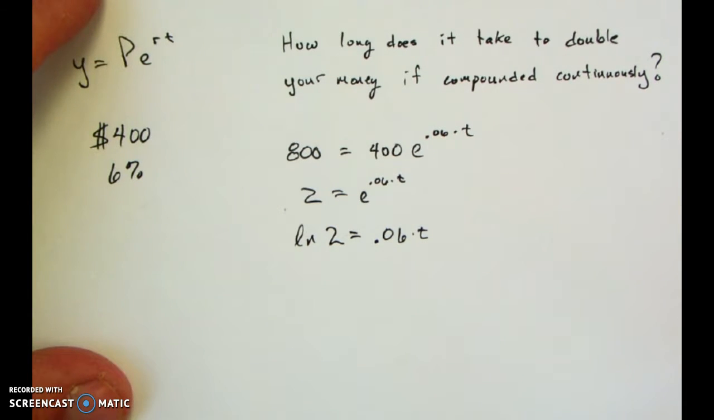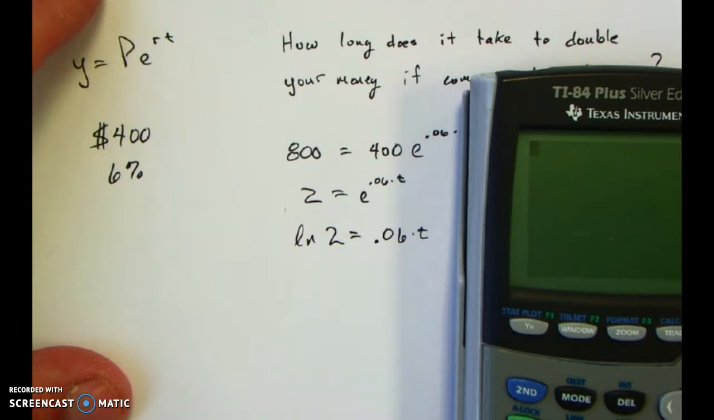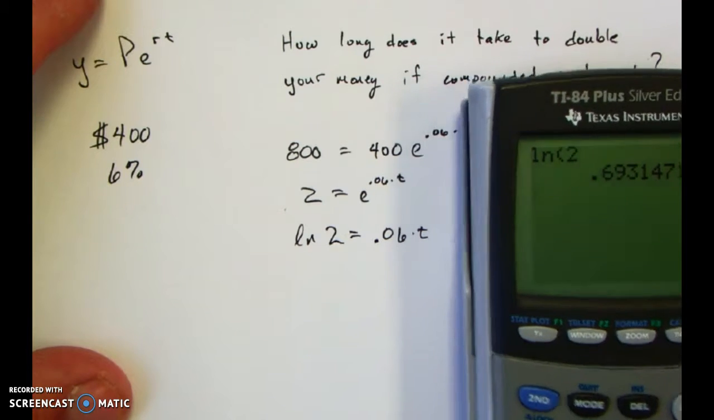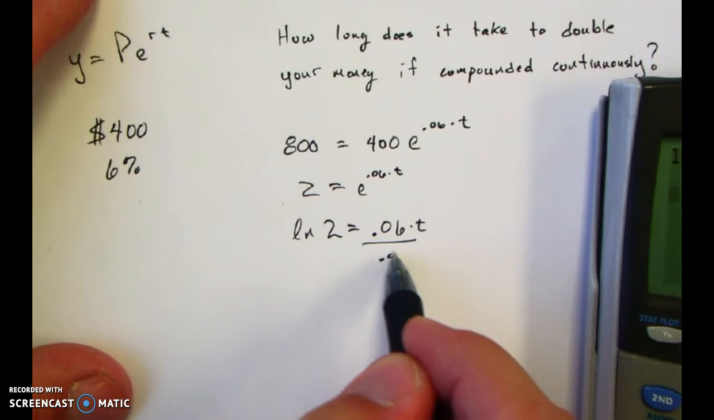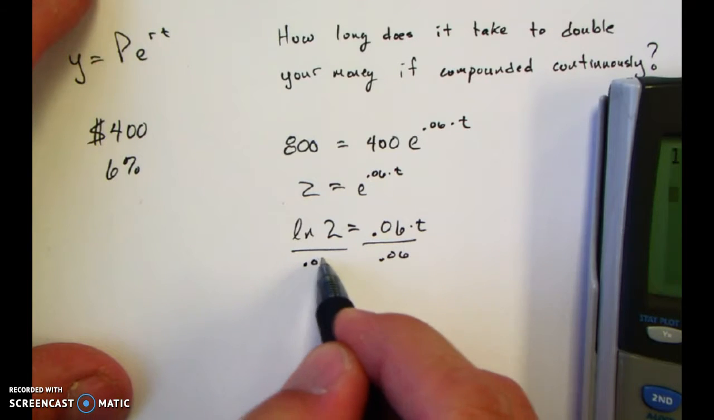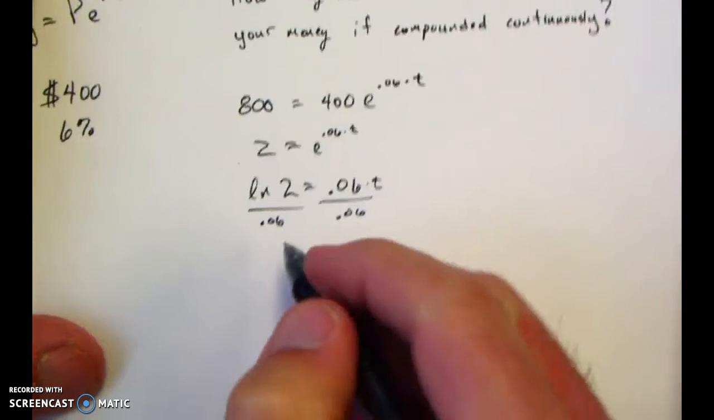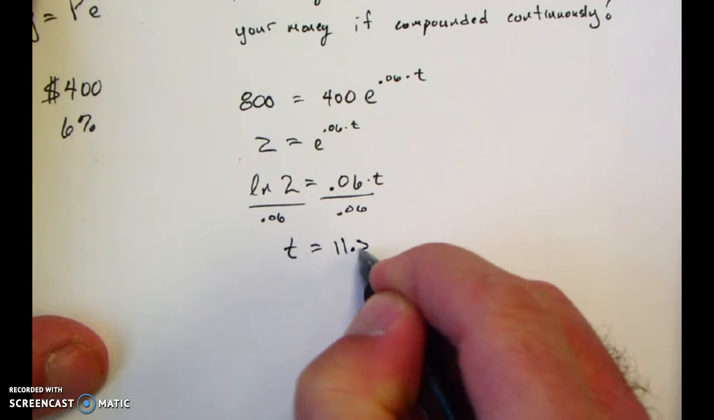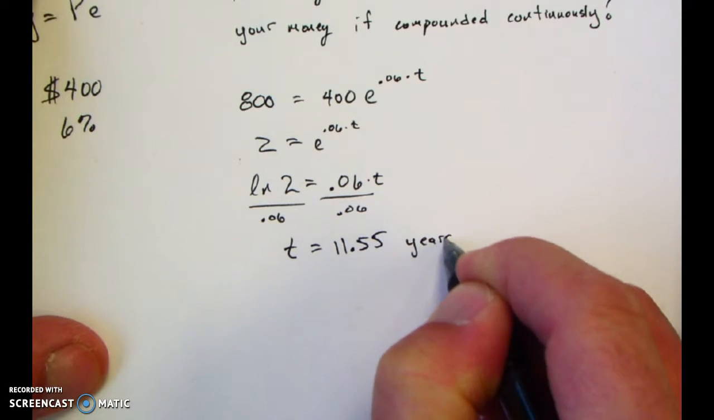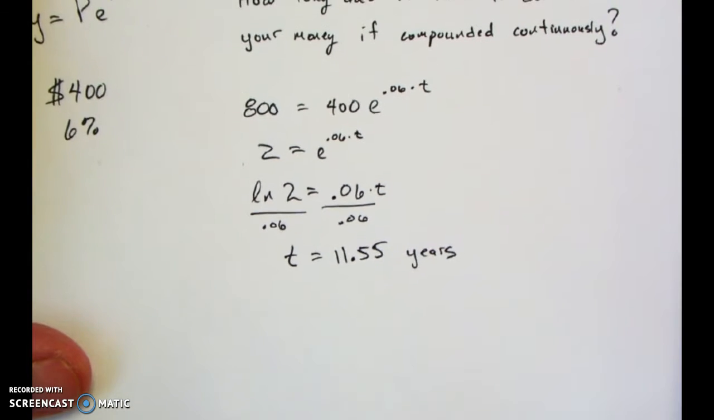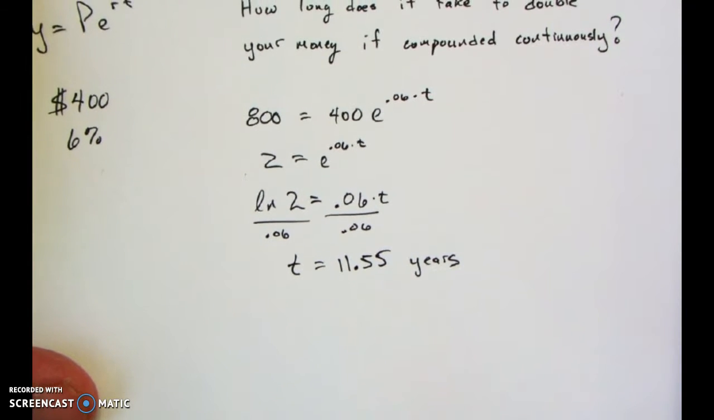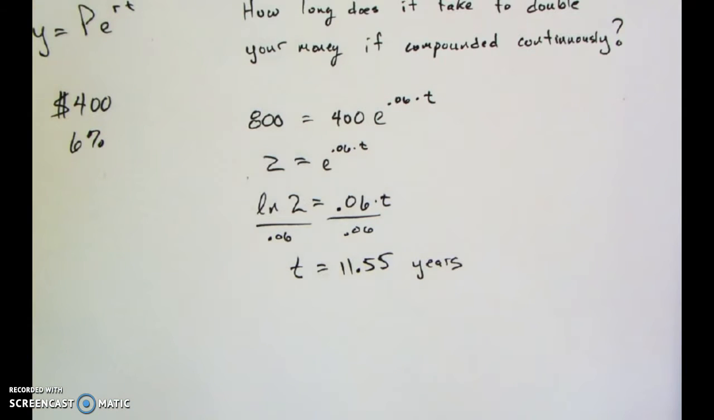So now we can solve for t. We do need to use our calculator to do the natural log of 2. We can see that that is equal to this 0.6931 value. I do still need to divide both sides by this 0.06 to solve for t. So if I take the natural log of 2 that I've already done and divide that by our rate of 0.06, we can see that it's going to take 11.55. So that's our t value, 11.55 years. So with our continuously compounded interest, it would take 11.55 years to double our money.